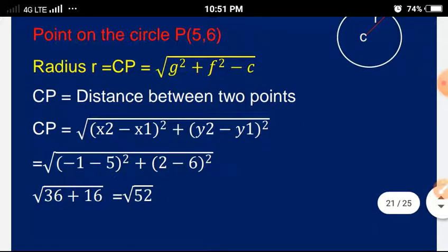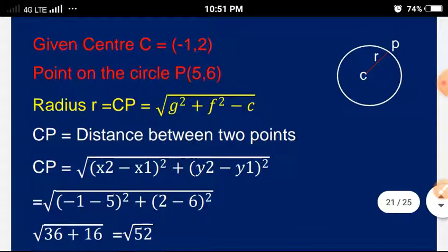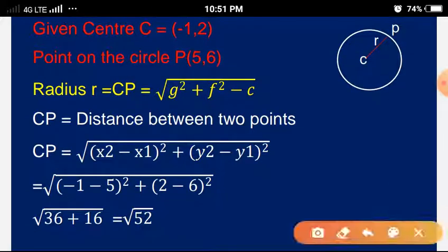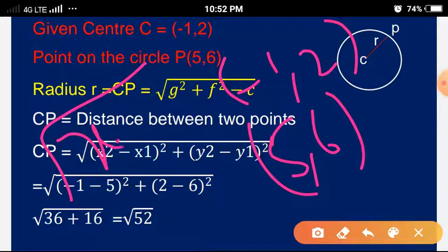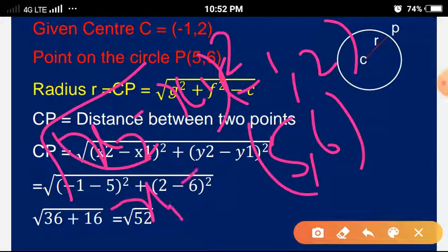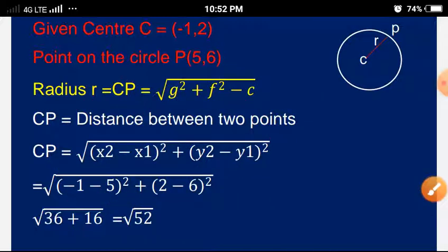Then the distance between the two points, let one be (x1, y1) and another be (x2, y2). Here we have the two points, (-5, 6) and (-1, 2). The distance formula is the square root of (x2 - x1) whole square plus (y2 - y1) whole square. We can write (x2 - x1) whole square or (x1 - x2) whole square. We can write any of these two, no problem, right?